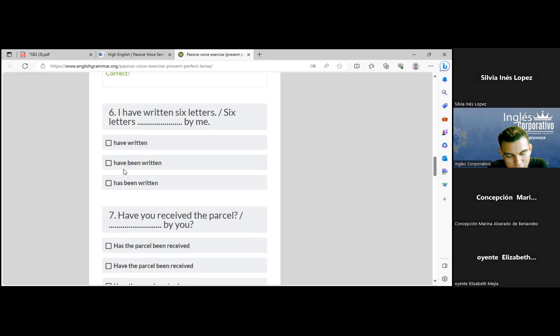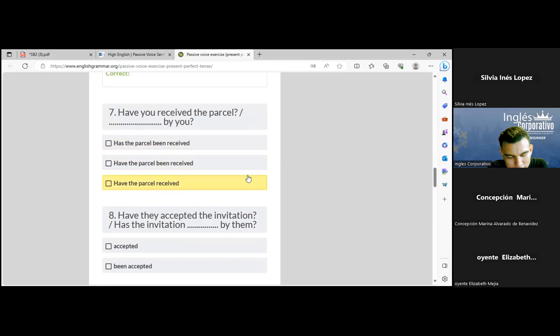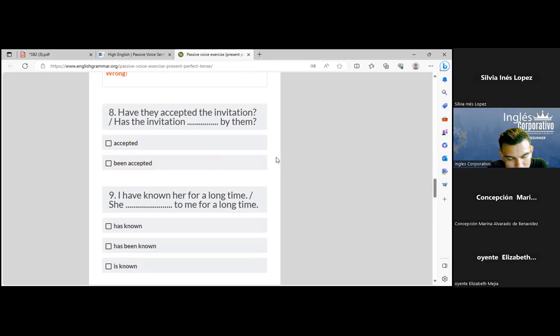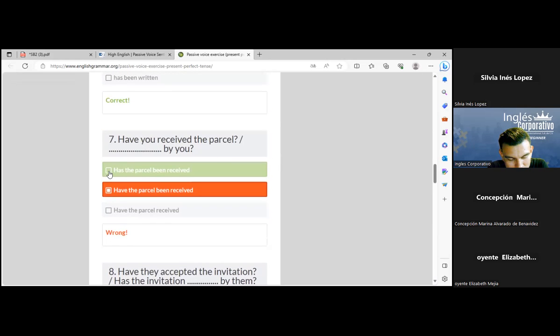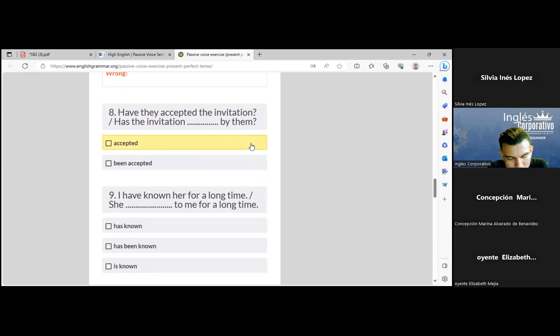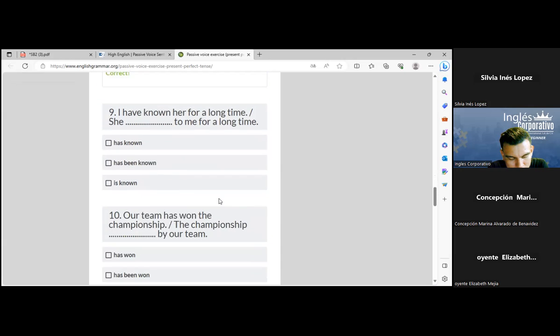Has been broken. Have been written. Have you received the parcel? Has the parcel been received? Has. Have they accepted the invitation? Has the invitation been accepted? Have you known her for a long time? She has been known.